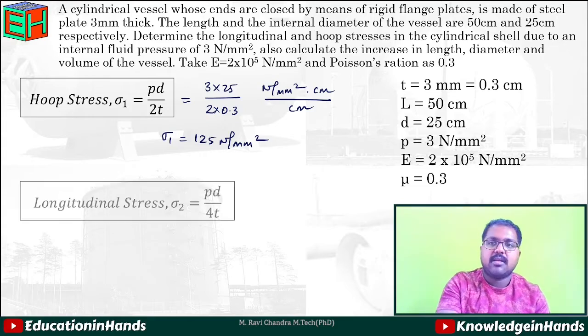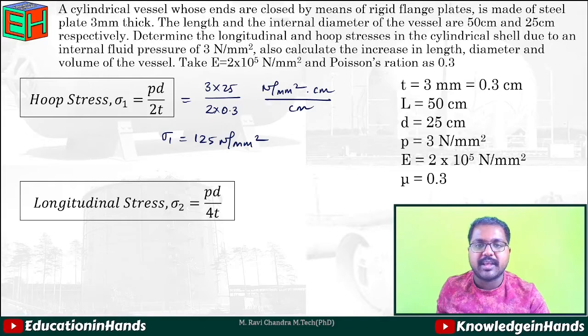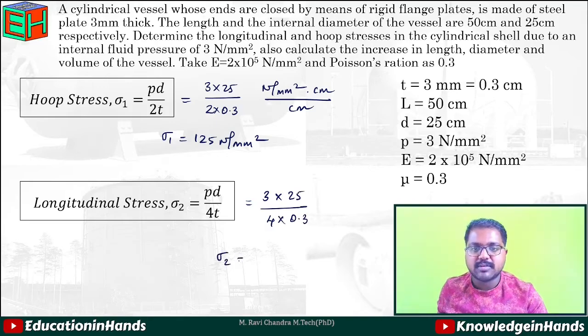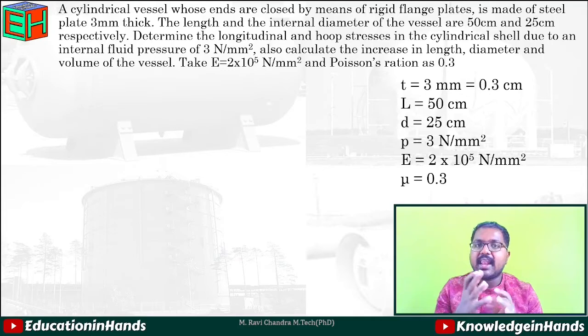The next, longitudinal stress sigma 2 equals PD by 4T. Here also I am placing the values: P, that is 3 Newton per mm square, into D, that is 25 centimeters, by 4 into thickness 0.3. So here we will get the value of sigma 2, or longitudinal stress, as 62.5 Newton per mm square. Then next we need to calculate the values of delta D, delta L and delta V.